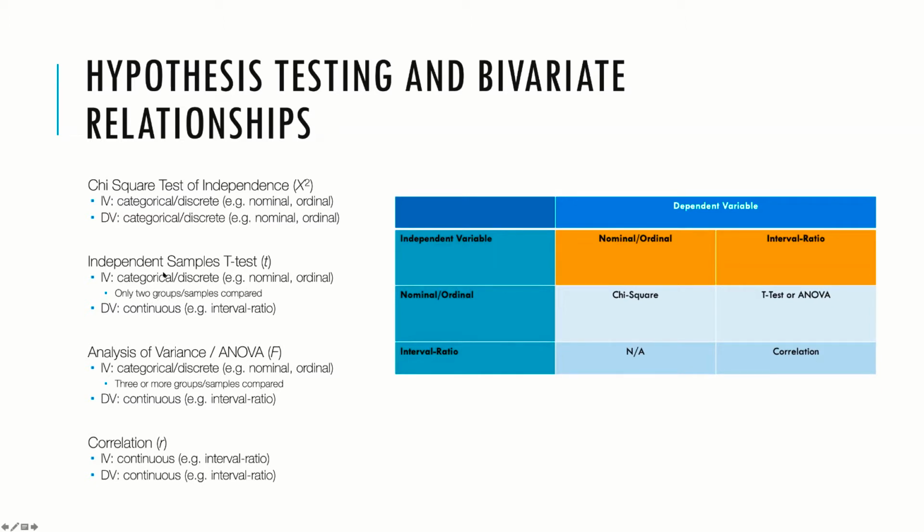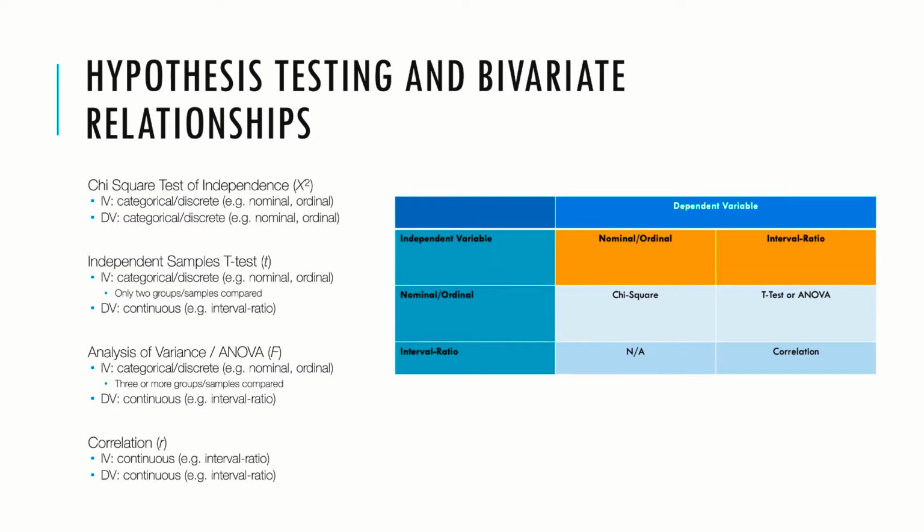We can only compare 2 groups when we're looking at a t-test. So we're looking at mean income for working class individuals compared to mean income for middle class individuals. If we wanted to add a 3rd group, we could do that, but we would need a different test, right? And that different test is called analysis of variance.